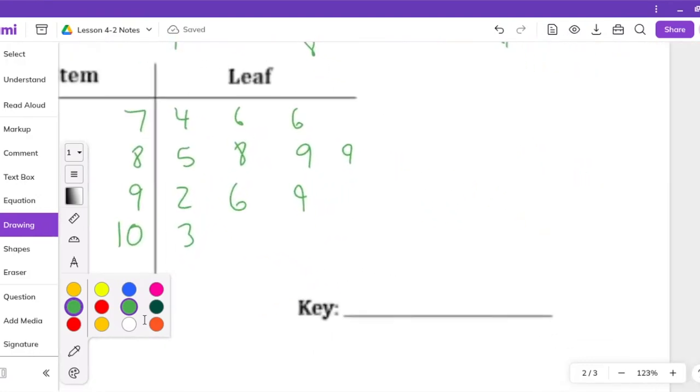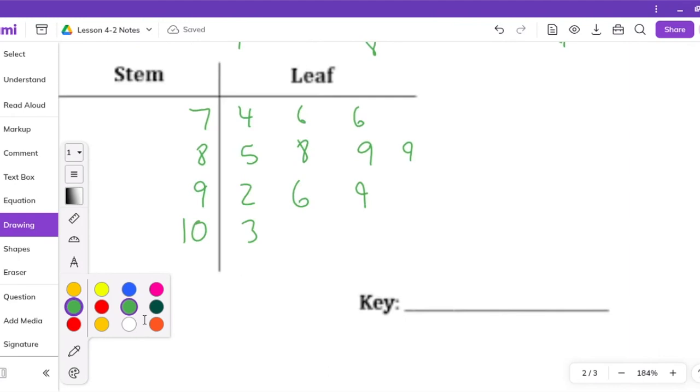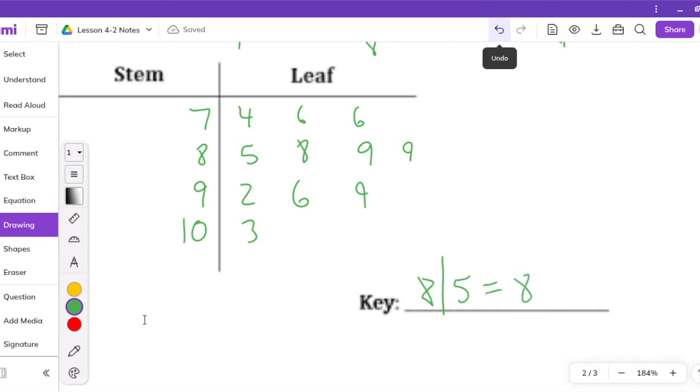Now, it could be that you have a decimal somewhere, so we always need a key to tell us how to read this. For the key, I'm just going to take one of the numbers, so maybe I'll take that. If I took a screen capture of it, it would look like 8, a line, and then a 5. So I'm just going to put my key: that equals 85.